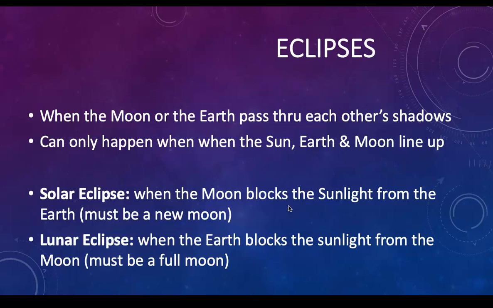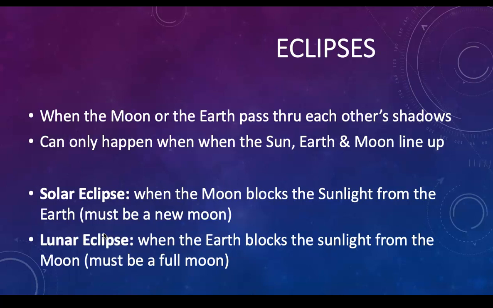All right, this is a little more confusing, but you guys will get it, I'm sure. Eclipses. You've got solar and lunar. I've heard those words definitely, but there's a lot of associated vocabulary that goes along with this. When the moon or the earth pass through each other's shadows is what we call an eclipse. And this can only happen when the sun, the earth, and the moon line themselves up. You'll see this multiple times, so don't worry about getting it right here and now.